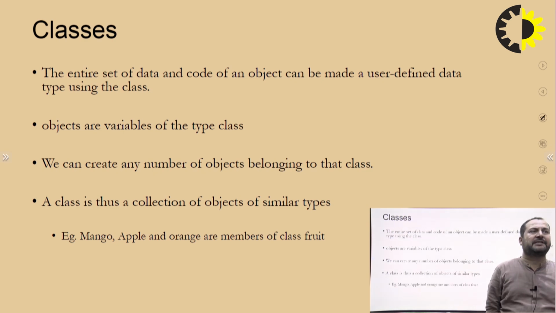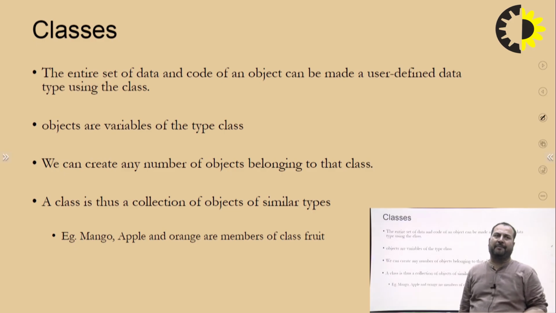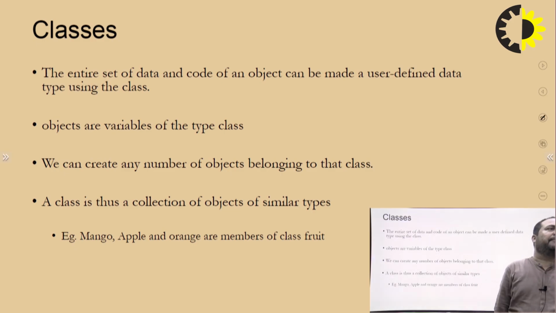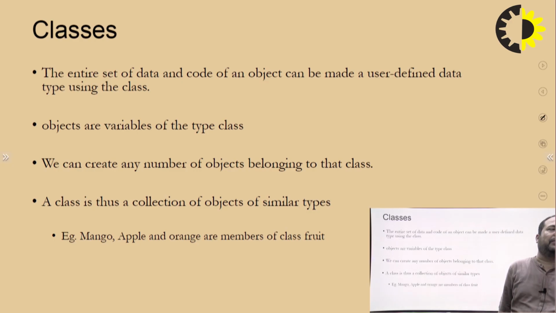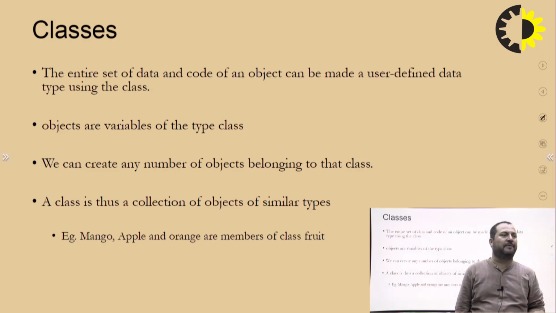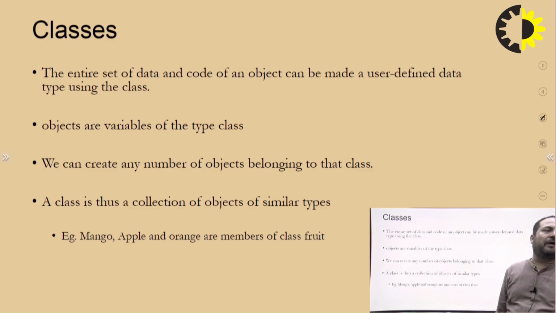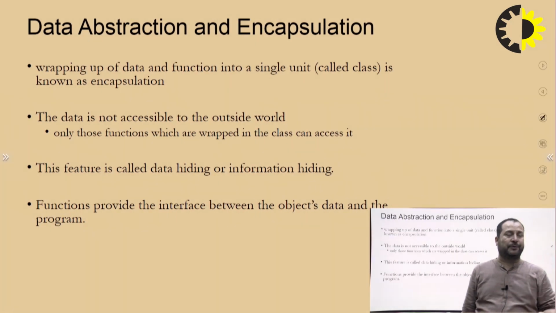So, the entire set of data and code of an object can be made a user-defined data type using the class. Objects are nothing but variables of type class. We can create any number of objects belonging to that class. So, a class is thus a collection of objects of similar type, like mango, apple and orange are members of class fruits.